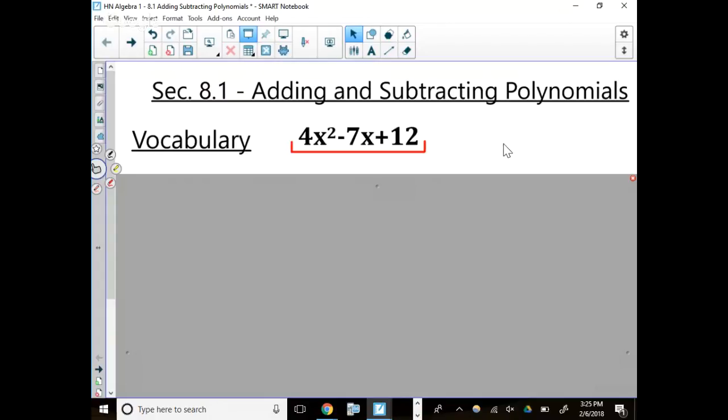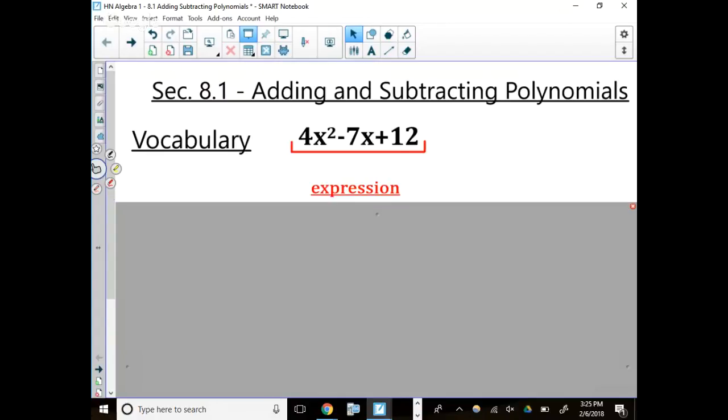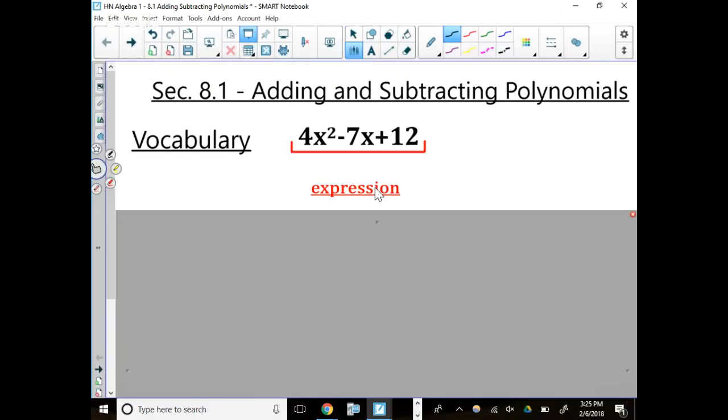All right. So what we have here is we are adding and subtracting polynomials. Okay. So we're going to go through some vocab here. So the first thing is this is 4x squared minus 7x plus 12. And this whole thing we call an expression. It's good to know these vocab words to know what we're talking about. If we put an equal sign, of course, then that would be an equation.